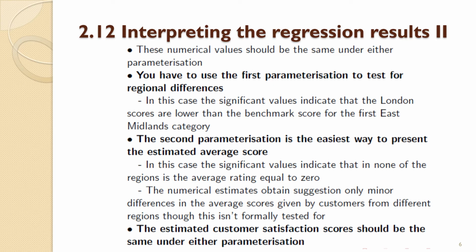In this case, the significant values aren't really very meaningful. They just indicate that for none of the regions is the average survey rating equal to 0 out of 5. The numerical estimates obtained suggest only minor differences in the average scores for customers from different regions. However, these results do show you that the results are slightly lower for the London region compared to the other regions of the UK. And just to re-emphasize here that the estimated customer satisfaction scores should be the same under either parameterization. Okay, and I just wanted to go through a numerical example to demonstrate that this is indeed the case.